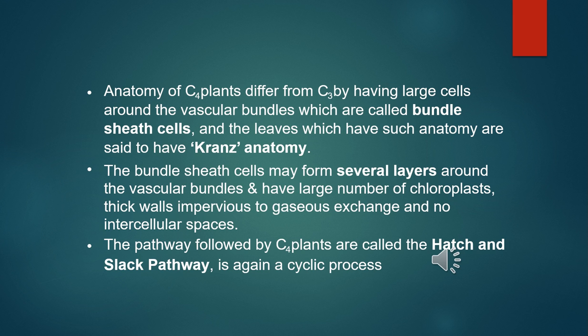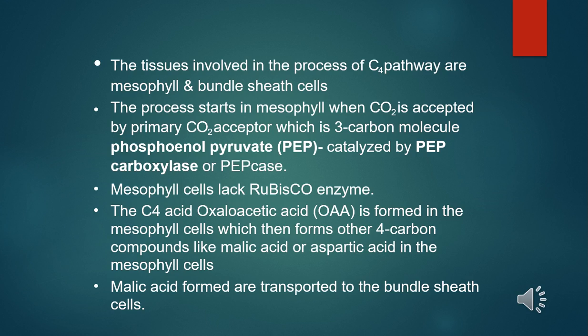The pathway followed by C4 plants is called the Hatch and Slack pathway, which is again a cyclic process. The tissues involved in the process of the C4 pathway are mesophyll and bundle sheath cells. The process starts in mesophyll cells where carbon dioxide is accepted by the primary carbon dioxide acceptor, which is a 3 carbon molecule called phosphoenol pyruvate, catalyzed by the PEP carboxylase enzyme.